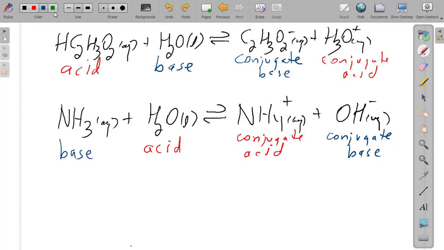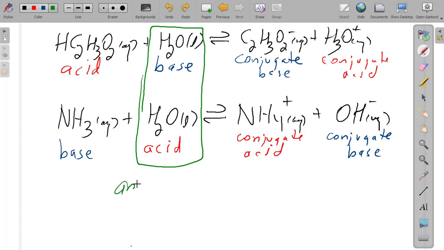Okay, now, as an interesting note, notice that the water in the first reaction functioned as a base, but in the second reaction it functioned as an acid. This must mean that water is an example of an amphiprotic substance, because in the first one it gained a hydrogen on the product side. In the second reaction it lost a hydrogen on the product side. So it can go either way. It can go from both sides. Amphi means from both sides. So it can either accept a hydrogen ion or donate a hydrogen ion, depending on which situation it's in.